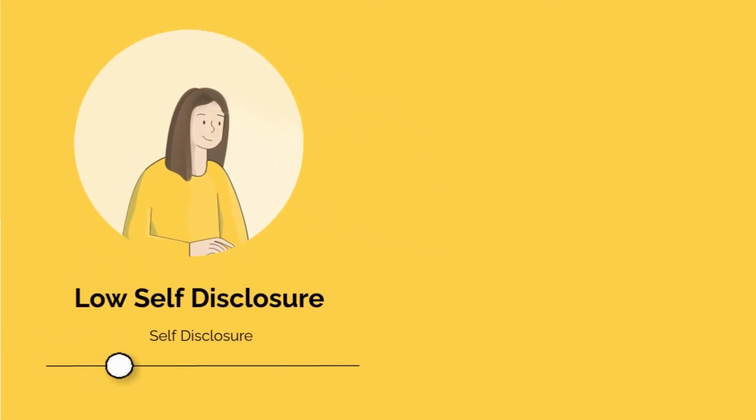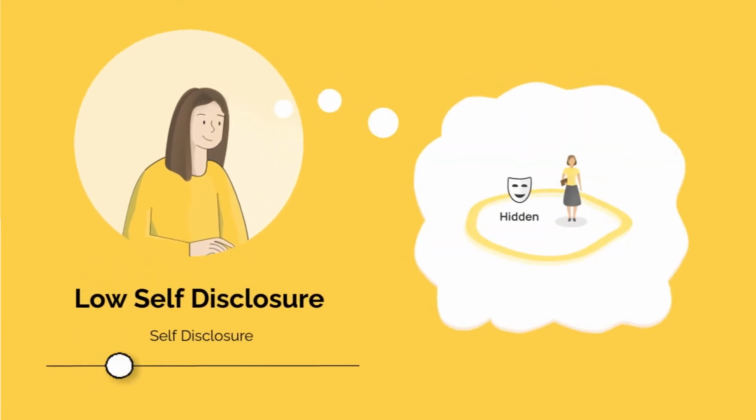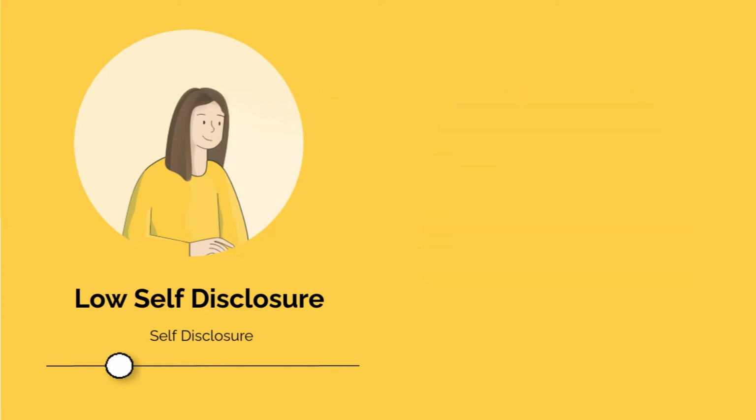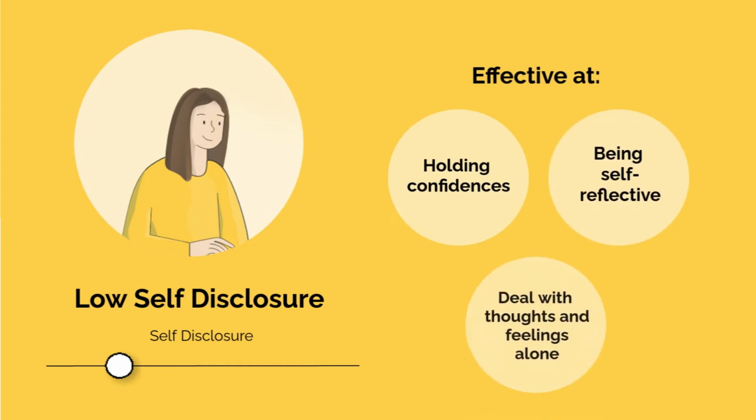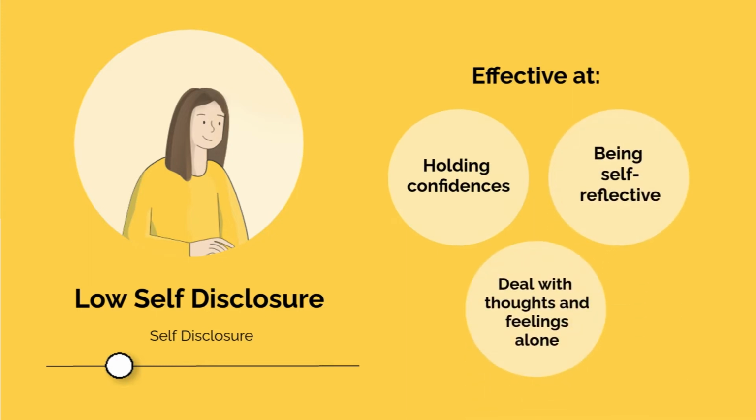Meet Grace. Grace is lower self-disclosing, meaning she's more likely to keep her thoughts and feelings on her backstage and value her privacy. She may manage what she presents on her front stage, perhaps masking what she's really thinking or feeling. This enables Grace to hold confidences, be self-reflective, and work through thoughts and feelings on her own.